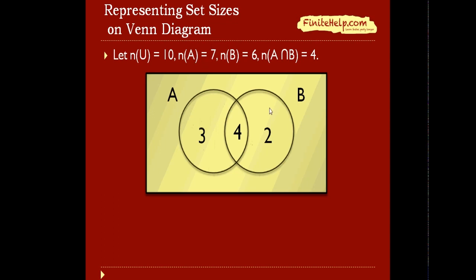And now, since we know that the universal set is 10, and here we have 9 in the middle, that must mean that leaves 1 on the outside. So by working through that, we realize that the number of elements in A union B is 9, and the number of elements in (A union B) prime is 1.